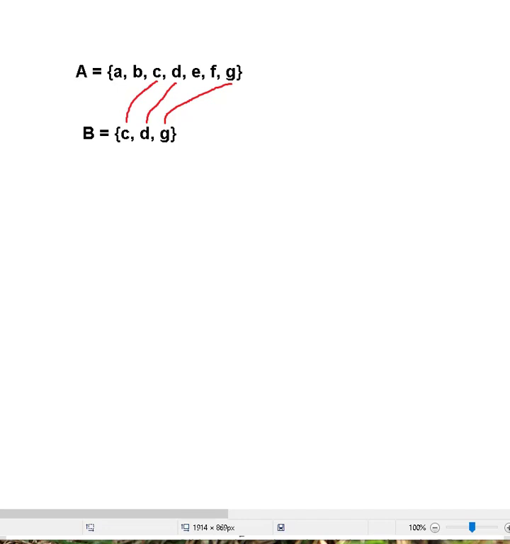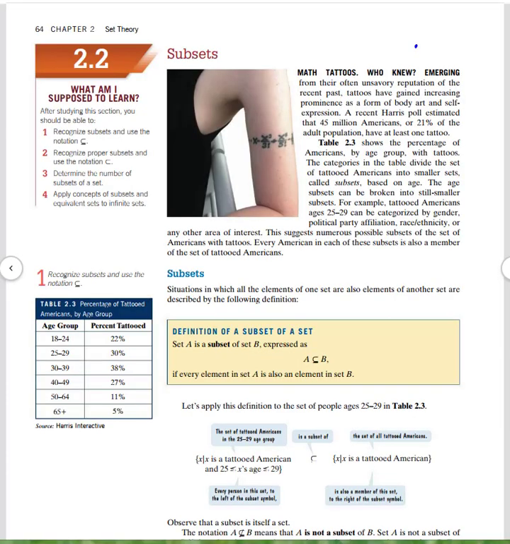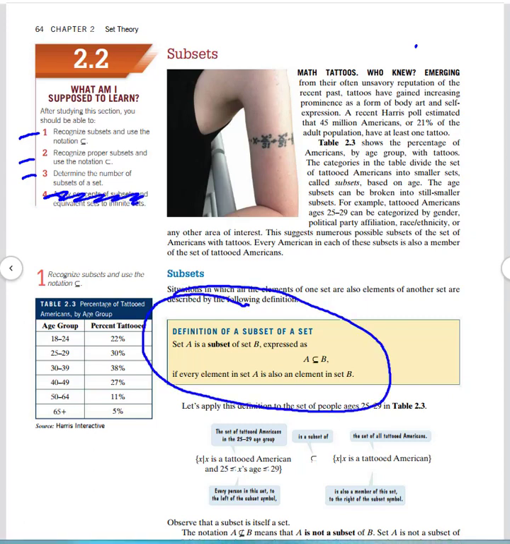Let's take a look. Section 2.2 is all about subsets. We're going to look at these three objectives, but we're not going to worry about this one. A good place to start is with the definition of a subset. Notice the definition says set A is a subset of set B if every element of A is also an element of B. Was that true of the very first example I showed you?